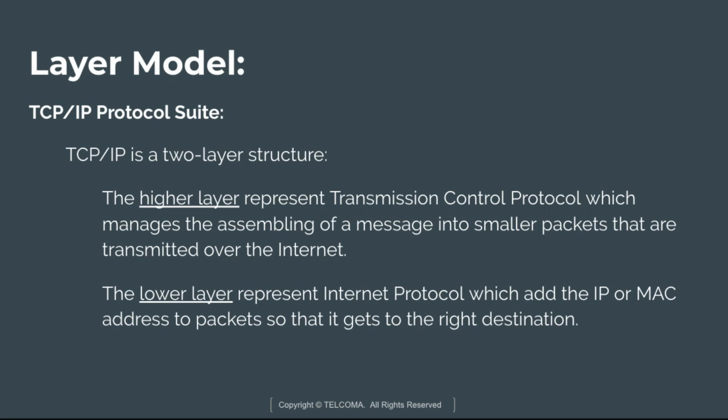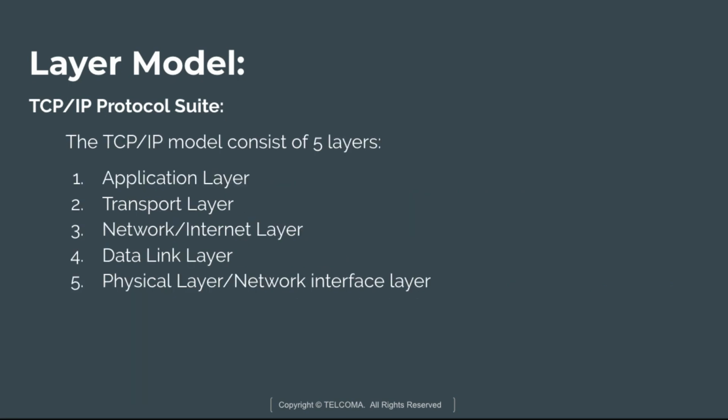TCP/IP uses the client-server model of communication, in which a client user requests and a server provides a service in the network. Next, the TCP/IP protocol suite consists of 5 layers. The first one is the application layer, then the transport layer, next the network or internet layer, the data link layer, and the last one is the physical layer or network interface layer. Each layer in the TCP/IP model corresponds to one or more layers of the 7-layer OSI model, that is, the Open System Interconnection model. We will discuss this model in our next class.